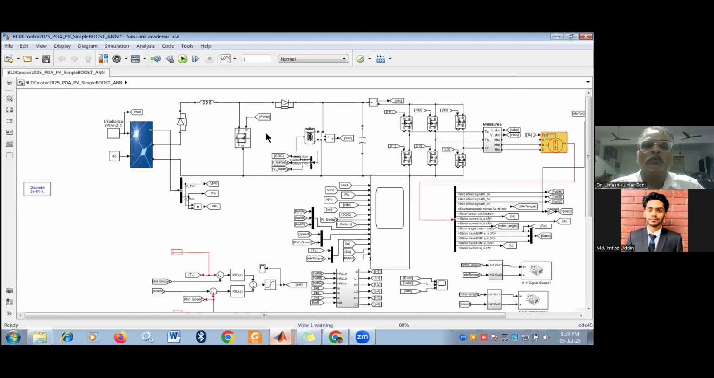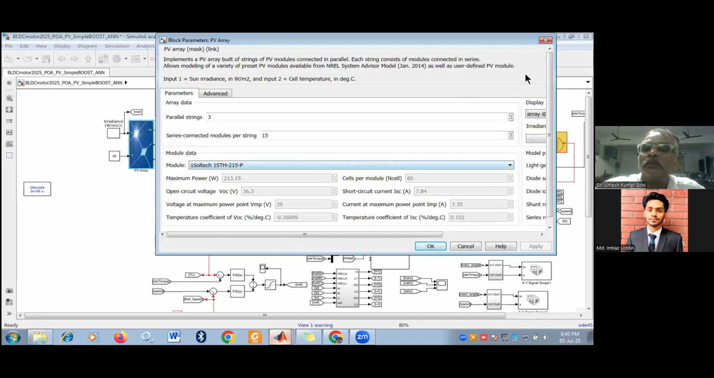Okay, so here we have the boost converter. The boost converter is used for ensuring higher energy storage in the battery. The solar PV has these parameters, which we can see by clicking.